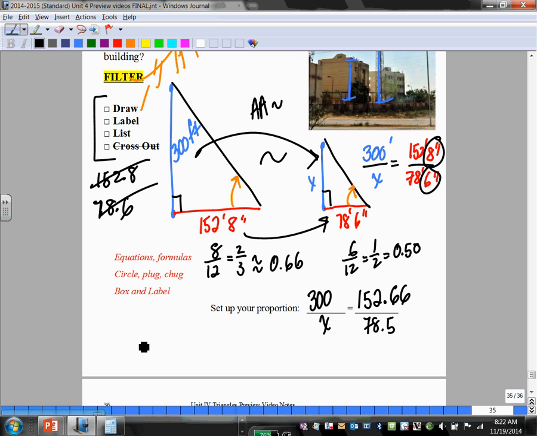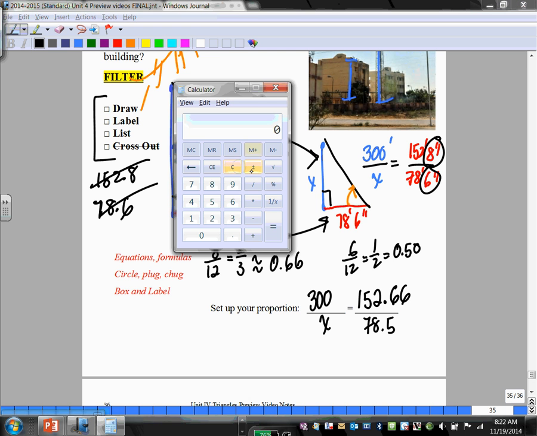Okay, so you should have solved. This is going to ultimately be 300 times 78.5. Hit the equal sign there. We're going to divide by 152.66, and we get 154.26 feet.